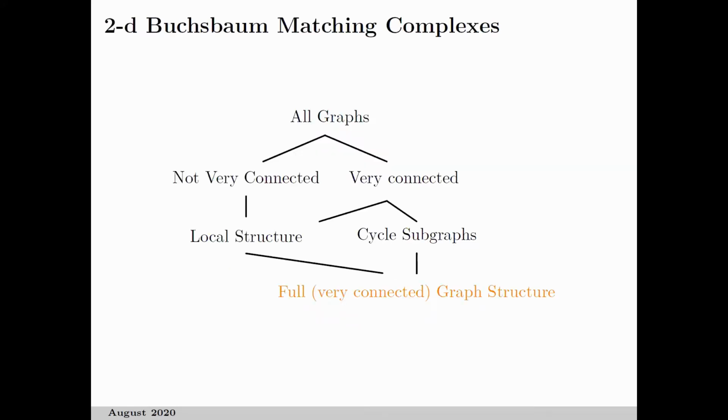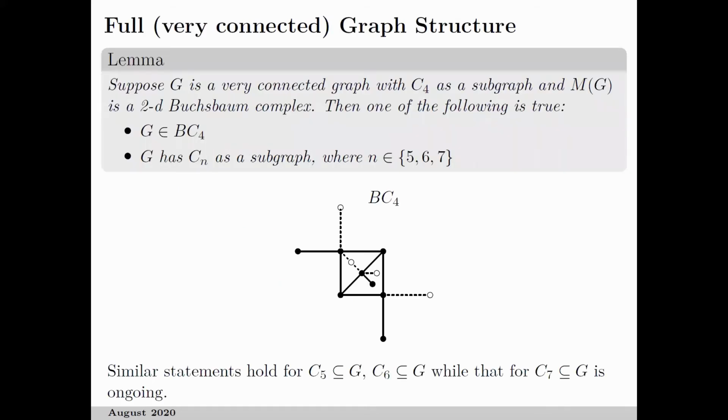Let's look more explicitly at how we use these cycle subgraphs to help find global structure. We showed that if G is a very connected graph with C4 as a subgraph and M of G is a 2D Buchsbaum complex, then either G is in the family we illustrate at the bottom, again using dotted lines to show edges we can add to stay in the family, or G has a longer cycle as a subgraph. We have very similar statements for C5 and C6, pushing casework up to higher and higher cycles. Work with C7 specifically is not quite finished, though we have passed the biggest hurdles.